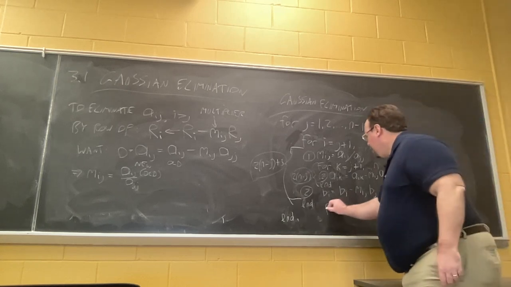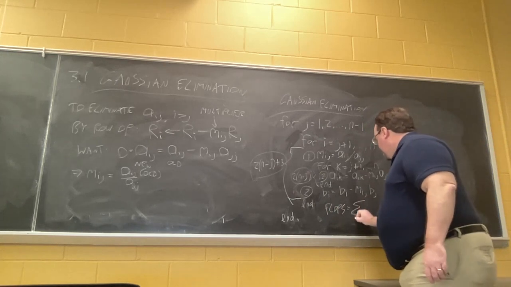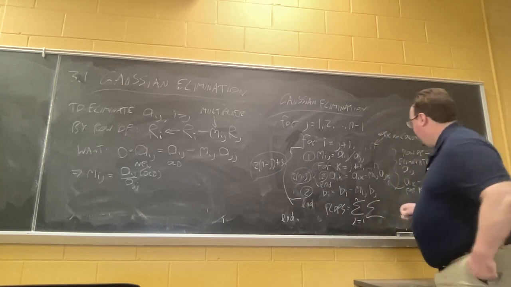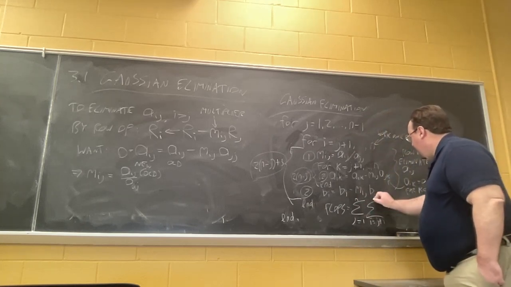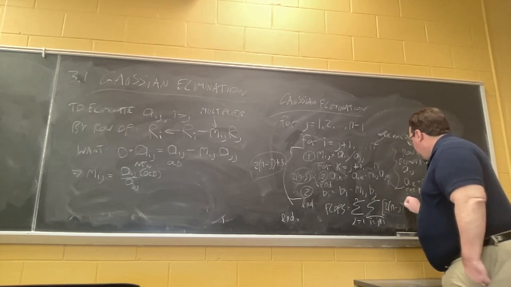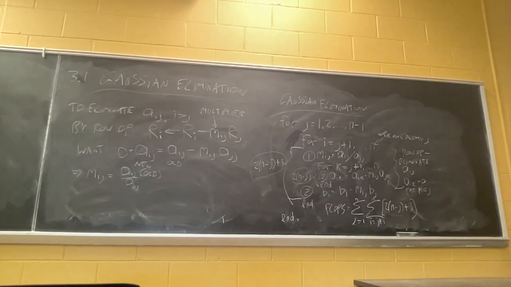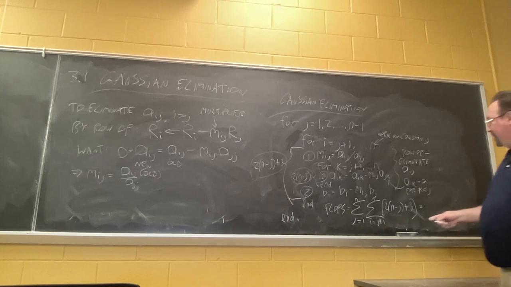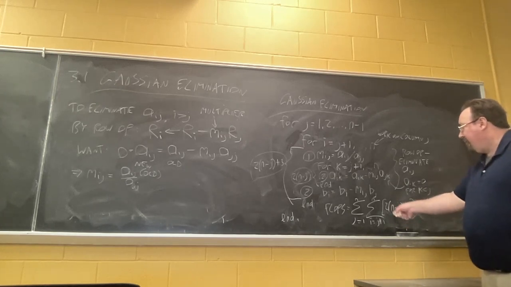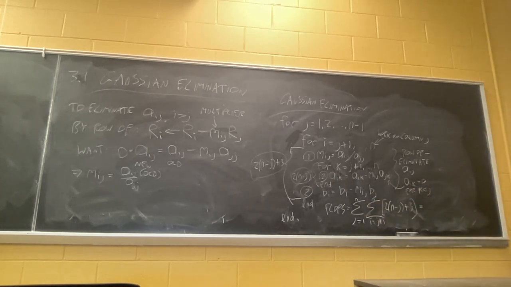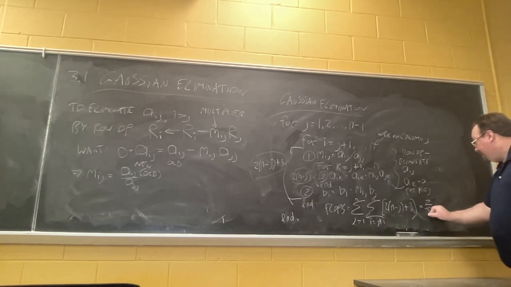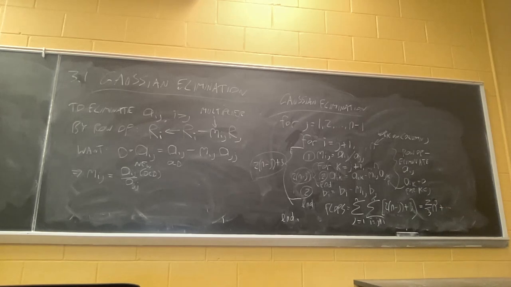So the flop count is going to be pretty ugly: the sum from j equals one to n of the sum from i equals j plus one to n of two times n minus j plus three. I won't go through all the details here, but once you work all this out, keep in mind we already have a linear number of flops in n at first, but then we go through two layers of summations on top of that. So the order of magnitude is going to be n cubed. In fact, the leading term is 2/3 n cubed. So that is the running time complexity of Gaussian elimination.